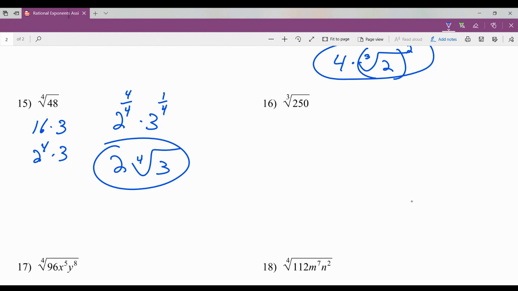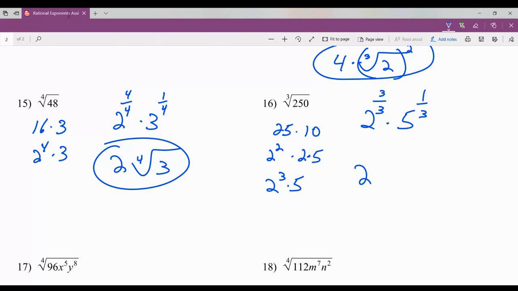250 would be, 250 is 25 times 10. That's 2 squared times another 2 times 5. So this is 2 to the 3rd times 5, all 3rd rooted. So that would be 2 to the 3rd rooted times 5 third rooted. So that's just 2 to the first times the cube root of 5.